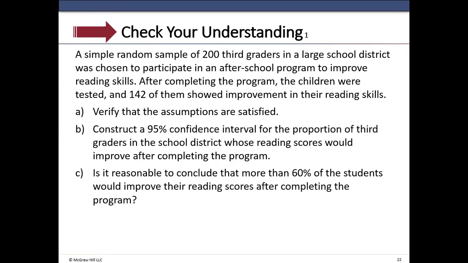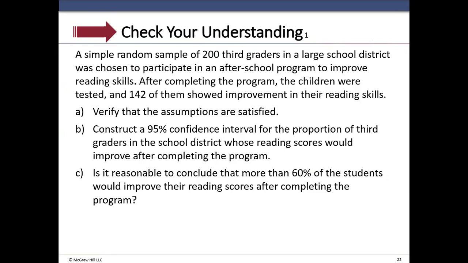Now we go to stat, highlight test on the top row. Then we scroll down, not in the first screen, but in the second screen, 1-PropZInt, and hit enter. My X value, X is the number of successes, is 142. My N value, the total sample size, is 200. My C level is 0.95, and I calculate.